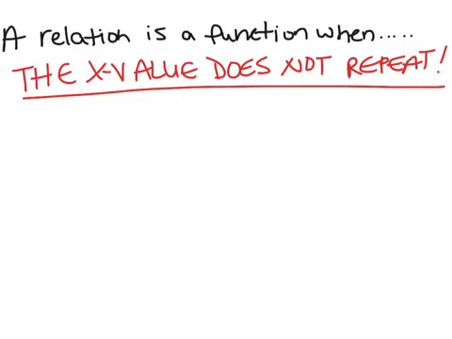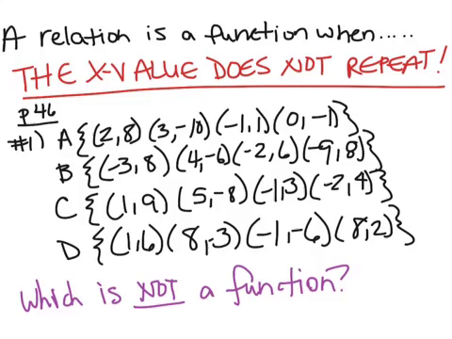does not repeat. So for example, if in your packet you turn to page 46, number 1 wants to know which relation is not a function. In order to be a function, the x value must not repeat. So what we're looking for here is which one of these has an x value that does repeat.